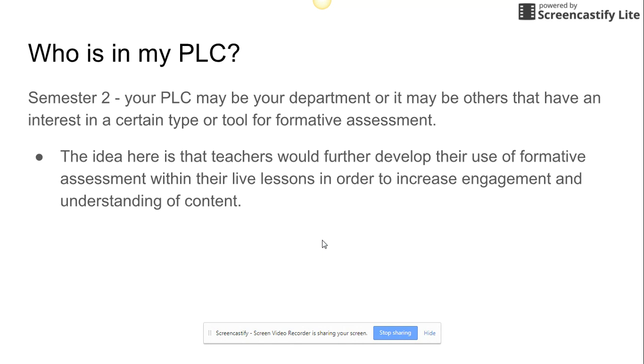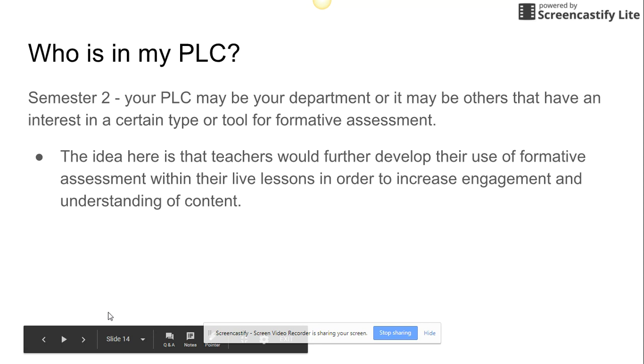So, welcome back. Who's in my PLC semester two? As I was saying, it could be people in your department, or it could be others that have an interest in formative assessment. And as you know, question number one was dealing with standards and essential learning targets. Question number two is moving into assessment. So, we're naturally moving from a focus on question one to a focus on question two. Along the way, though, you're going to be looking at all four questions.